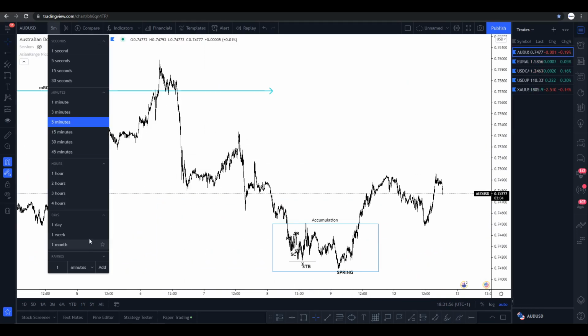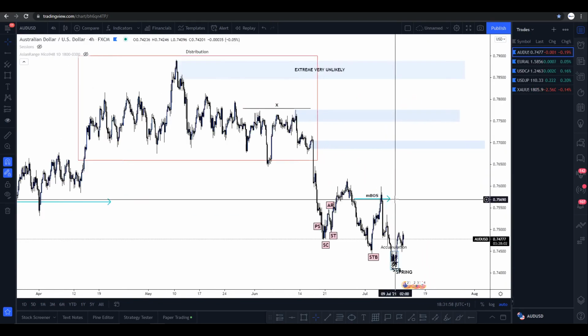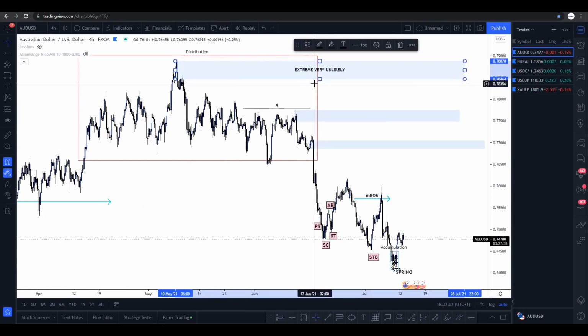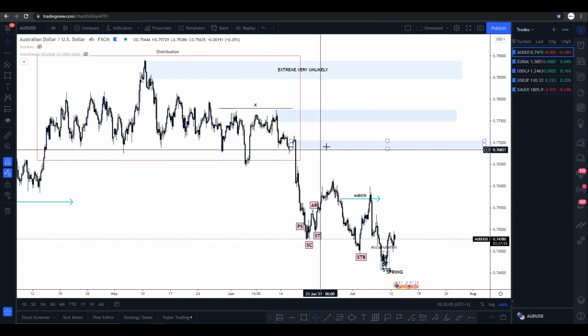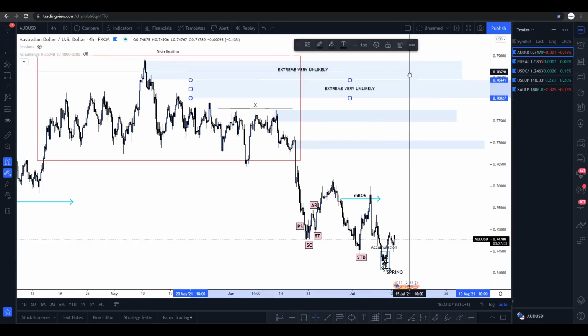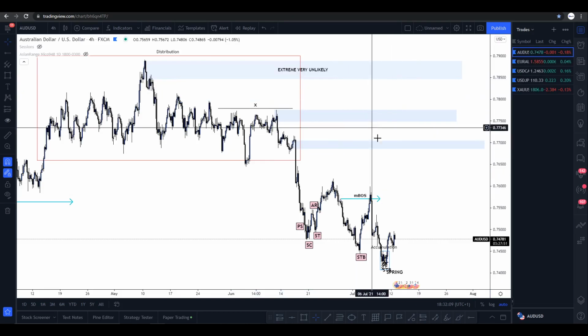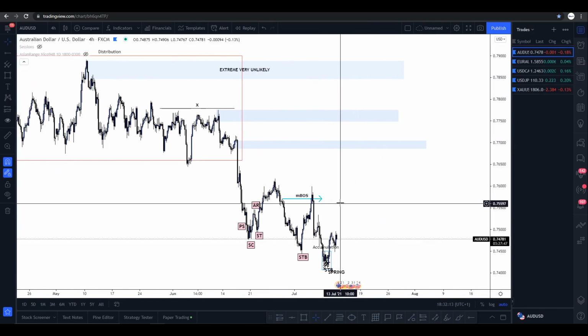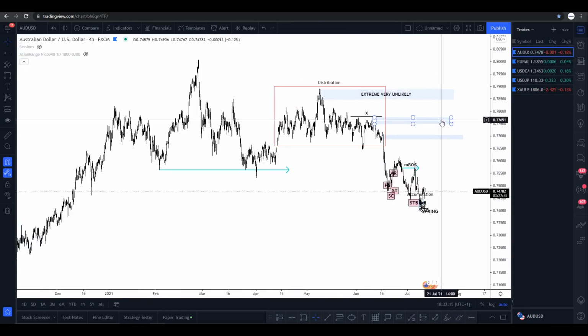So starting off on the 4-hour time frame, we all know that we're looking to sell in our areas right here. So we have our extreme point of interest, which is very unlikely, meaning that the odds of price coming all the way back up to here and selling off isn't too high. Most likely these two levels are going to be our zones of interest. So we know that long term it has to go up.